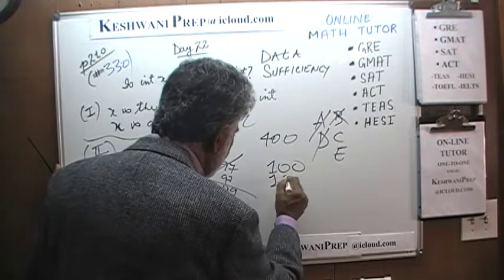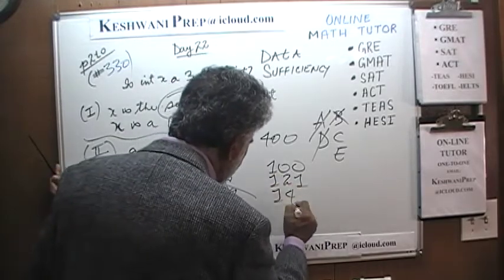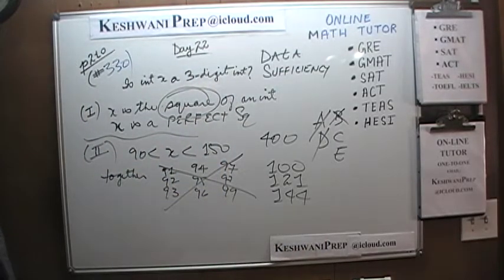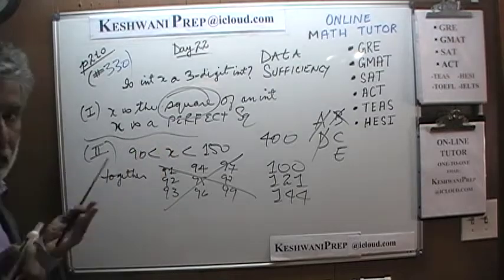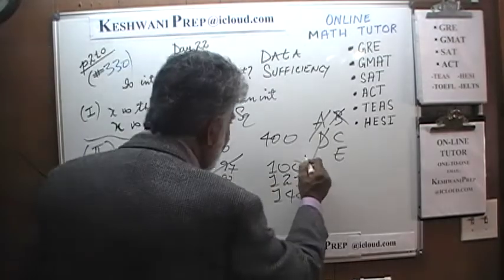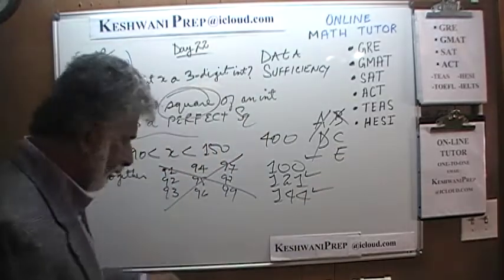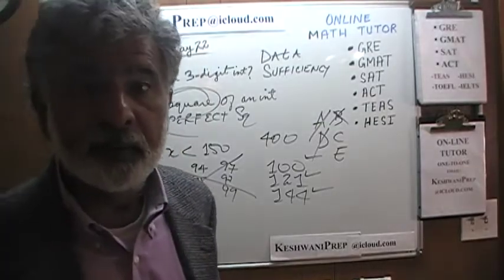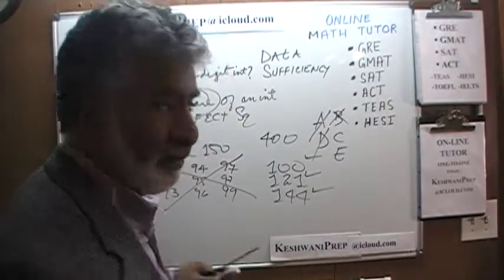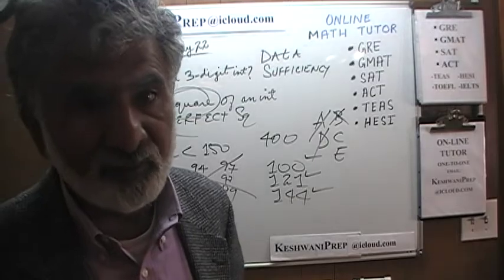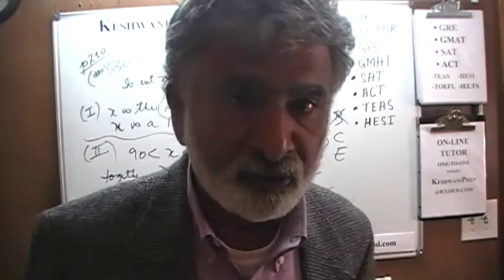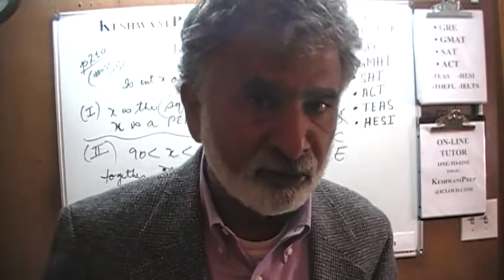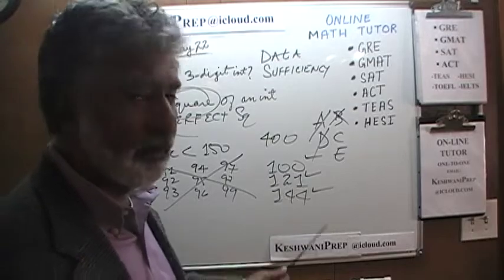the next one is 11 squared, which is 121, the next one is 12 squared, which is 144, the next one is 13 squared, which is 169, does not belong here because it has to be less than 150. Putting the two statements together tells us that x has to be either 100 or 121 or 144, based on the fact that it has to be between 90 and 150 and must be a perfect square.